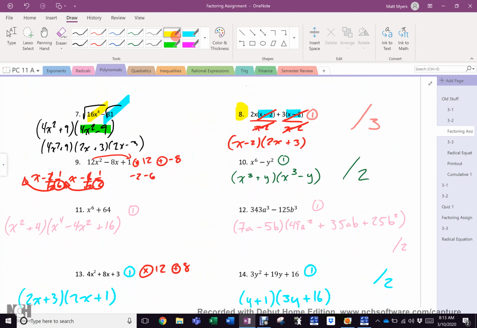Let's see. There, for 2. There, for 1. Oh, I've made a horrible mess of number 9. But number 9 is 6x minus 1 and 2x minus 1.